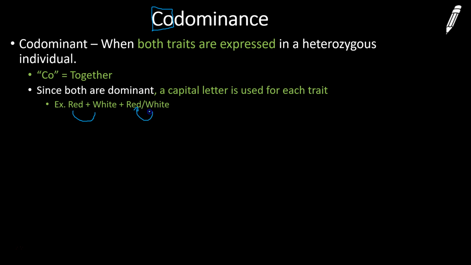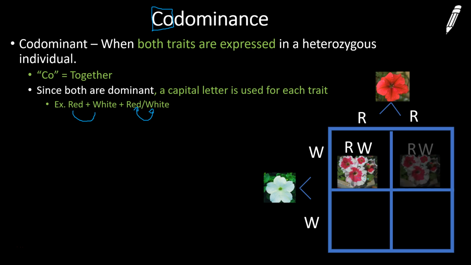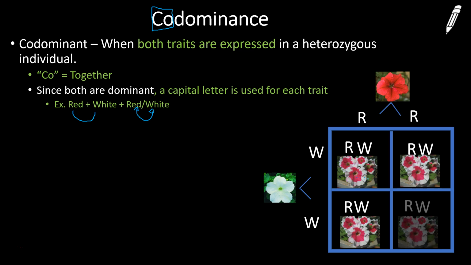So, to show you a Punnett square of that, we are not going to use a lowercase r for the white trait because the white is also expressed. So each flower would be both red and white together, so we use both R and W to show those alleles. And this is an example of codominance.